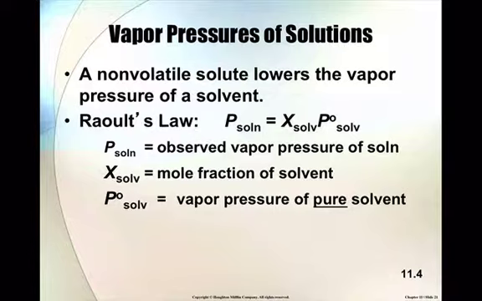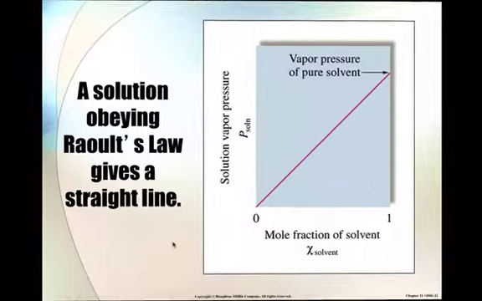And this is using Raoult's law, and here it is. The pressure of the solution is equal to the mole fraction of the solvent times the vapor pressure of the pure solvent. So what we're going to see here is as the mole fraction of the solvent goes down, so as you add more and more of the solute, then you're going to see the pressure of the solution also go down. They're directly related here. So we're going to do some calculations with that.